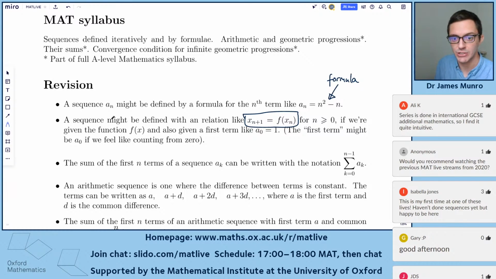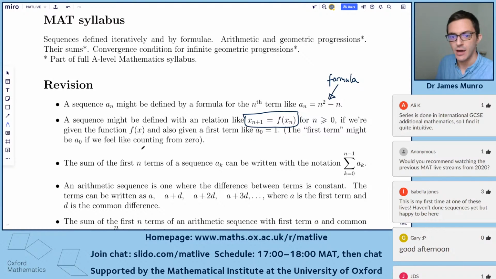I've got some revision notes on those coming up in a second, and about their sums, so how to add together terms. There's a convergence condition, the fact that I said at the front of the session about when an infinite geometric progression, all the terms to infinity, adds up. And that's all the content that we expect on sequences and series. There are loads of other things you could say about sequences and series, but this is all that we think you know by the date of the MAT. Okay, right.